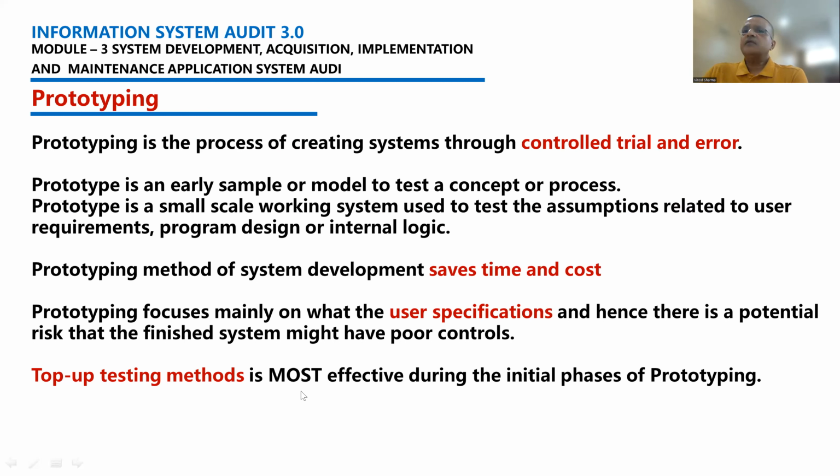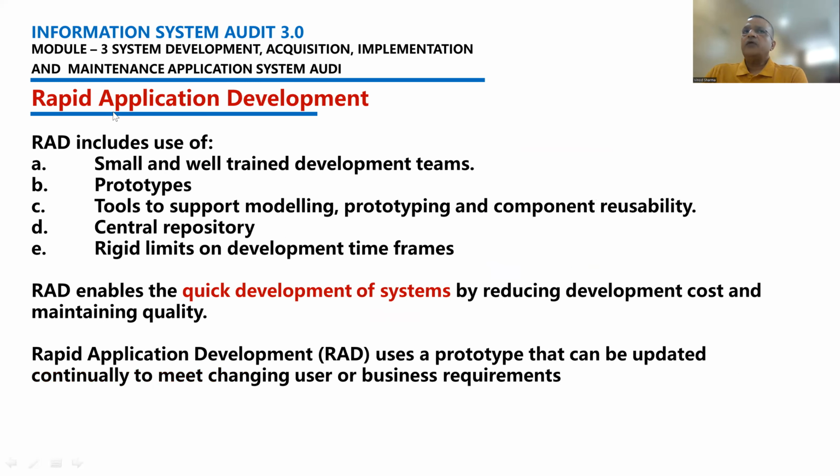Normally, the top-down testing method is most effective during the initial phase of prototyping. Top-down means having a broad view of the entire model and seeing it from that angle. We now have rapid application development. RAD includes small and well-trained development teams. Not just any person can be part of a rapid application development program, because you require a trained team whose members are experienced.